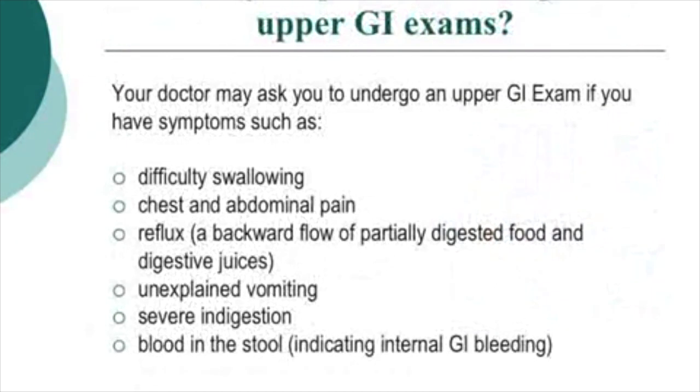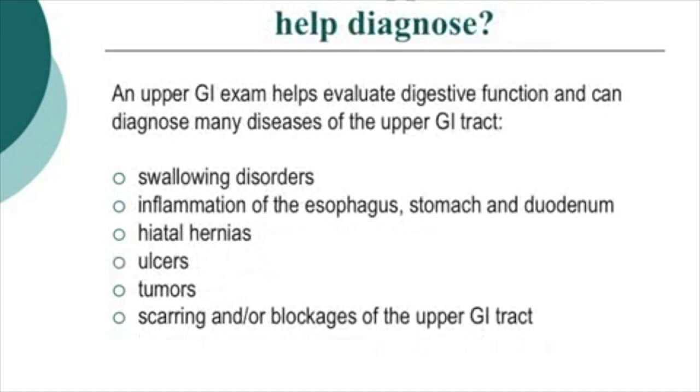Your doctor may ask you to undergo an upper GI exam if you have symptoms such as difficulty swallowing, chest and abdominal pain, reflux, which is a backward flow of partially digested food and digestive juices, and other symptoms. An upper GI exam helps to evaluate digestive function and can diagnose many diseases of the upper GI tract. Here are some examples: swallowing disorders, inflammation of the esophagus, stomach and duodenum, hiatal hernias, ulcers, tumors, and other things.